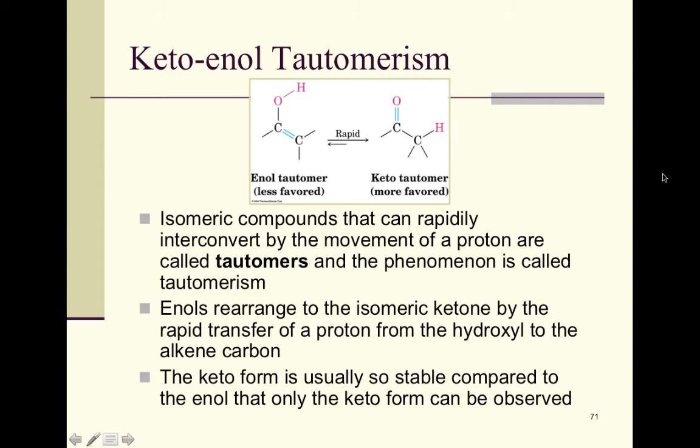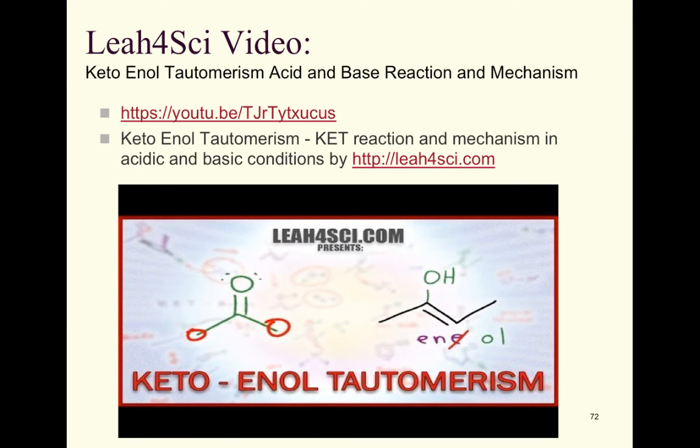Isomeric compounds that can rapidly interconvert by the movement of a proton are called tautomers, and the phenomenon is called tautomerism. Enols rearrange to the isomeric ketone by the rapid transfer of a proton from the hydroxyl to the alkene carbon. The keto form is usually so stable compared to the enol that only the keto form can be observed. Leah4Science has a video where she does a very good job of explaining keto-enol tautomerism. I highly recommend you go and check out this video.